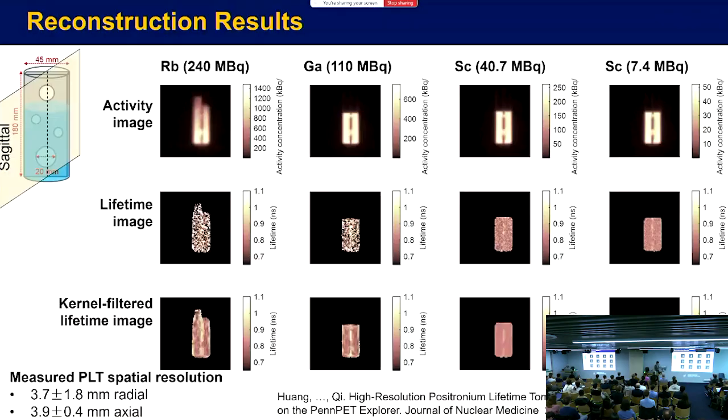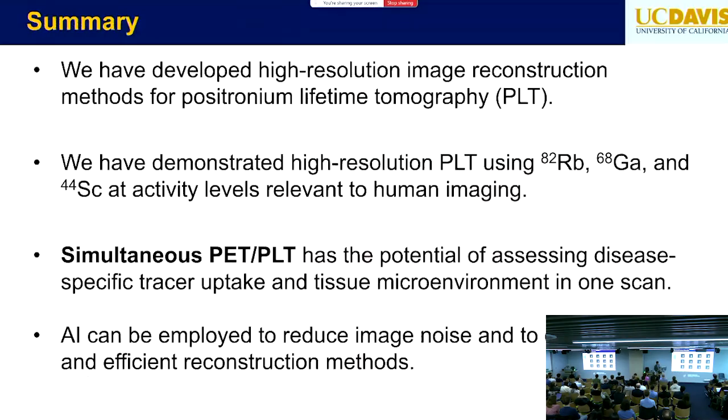That's what you can achieve, and you can achieve better images with other AI techniques. The measured resolution is around 4 millimeters, very comparable to the standard PET image. So just to summarize, I've shown you the reconstruction methods we have developed, and also demonstrated that we can perform this on a human scanner and achieve comparable resolution as a standard PET.